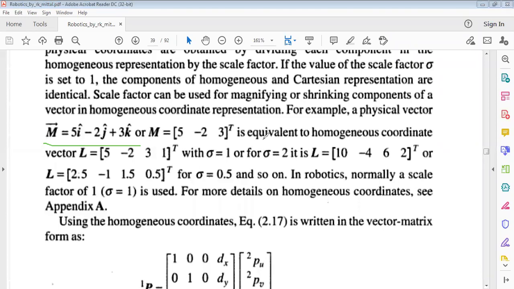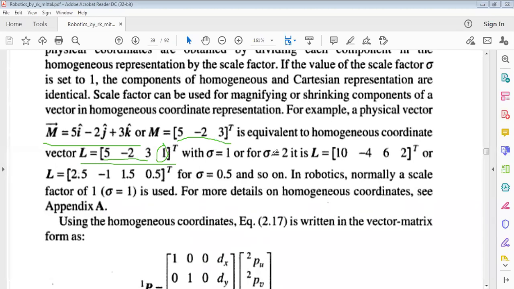It is equivalent to the homogeneous coordinate vector L, which is equal to 5, -2, 3, 1. See here the scale factor is 1. So when the scale factor is 1, the components in the homogeneous coordinate and the Cartesian coordinate are identical.